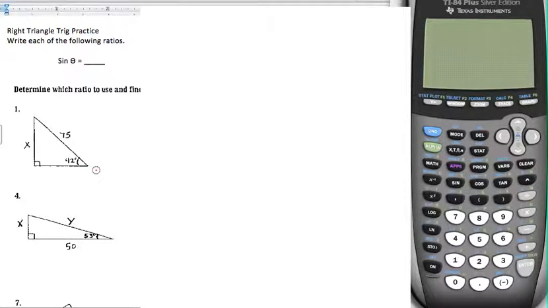If our angle is here, and we go across the triangle, we get our opposite. The longest side is always our hypotenuse. And then adjacent means touching or next to. So next to this 42 degree angle is our adjacent side. All right.